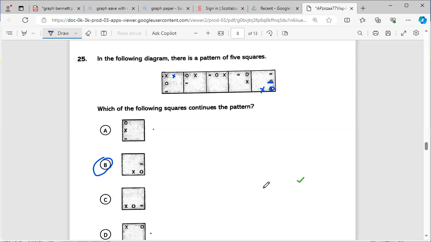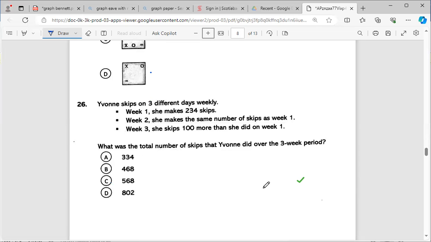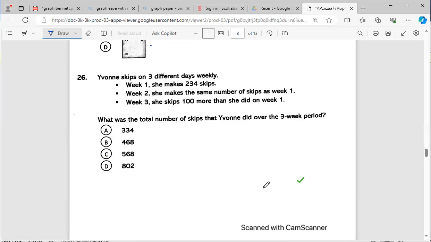Alright, I want somebody to explain this one, but I want everyone to attempt it first. So if you could just WhatsApp me the answer, and then we can take it from there.